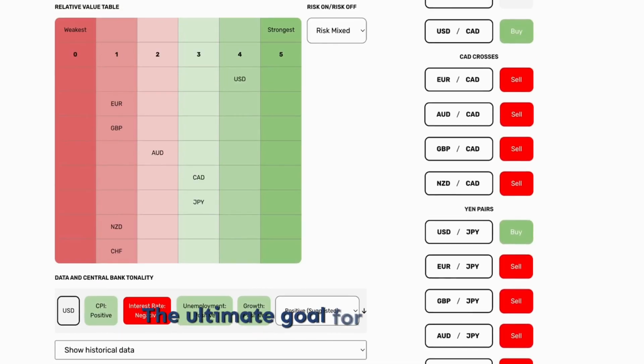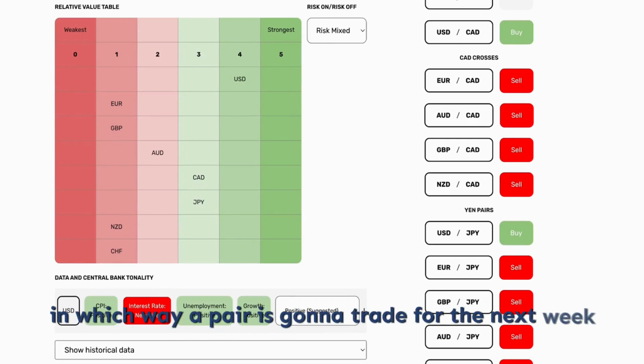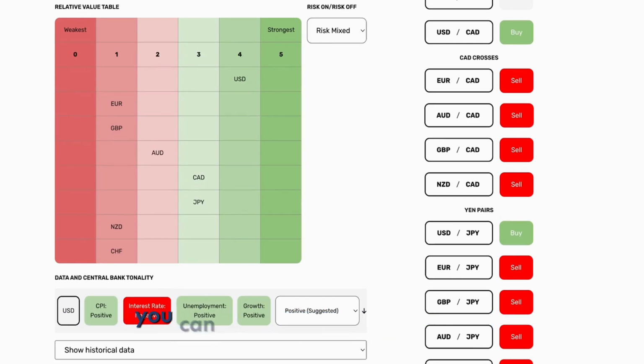The ultimate goal for Macronomics is for you to trade in line with sentiment, meaning you can find the direction in which way a pair is going to trade for the next week, for the next month. You can trade in line with sentiment only if you understand fundamentals and why currencies move. And what we did with Macronomics is we took all the important data for central banks and we simplified everything and built our tool based on that data. As the Fed says, we are data dependent, and so is Macronomics.